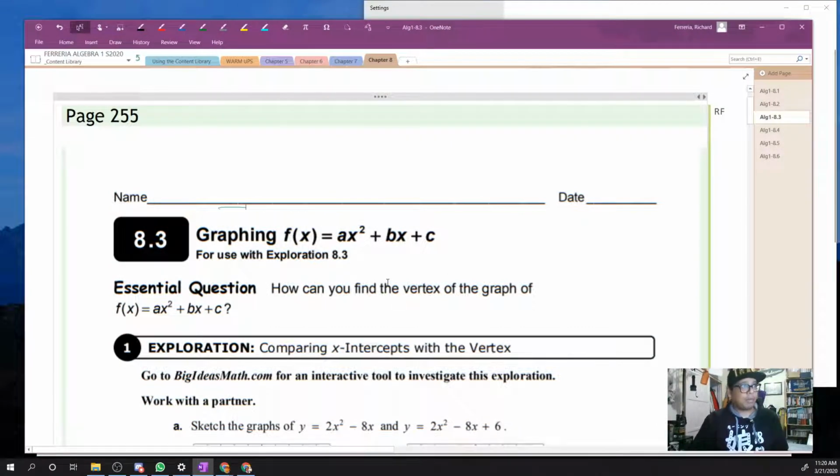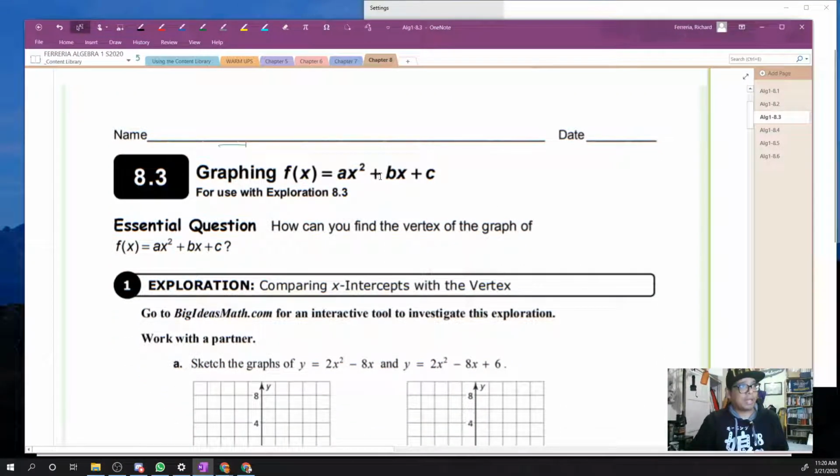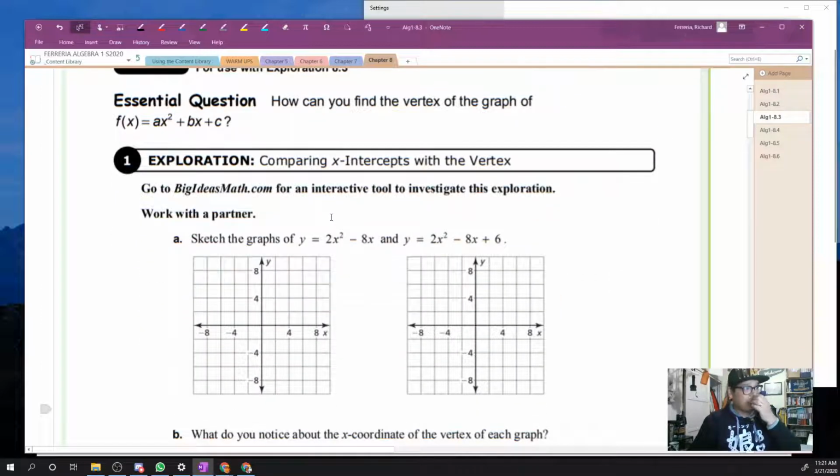Okay, so as you can see, we're going to be graphing f(x) equals ax squared plus bx plus c. How do you find the vertex of the graph of y equals f(x) equals ax squared plus bx plus c? So our first idea here is let's sketch the graphs of y equals 2x squared minus 8x and y equals 2x squared minus 8x plus 6. Basically these two graphs are going to be exactly the same except for this plus 6. So you might want to think to yourself, how are these two graphs going to be different?